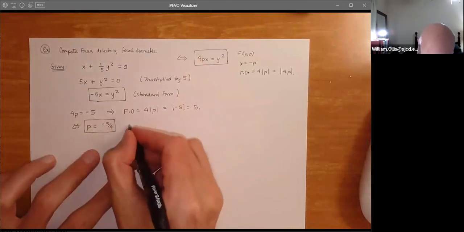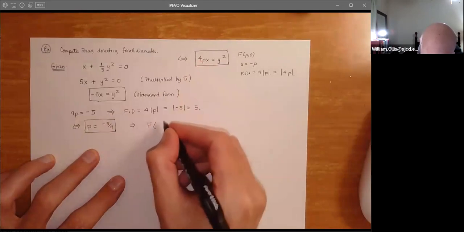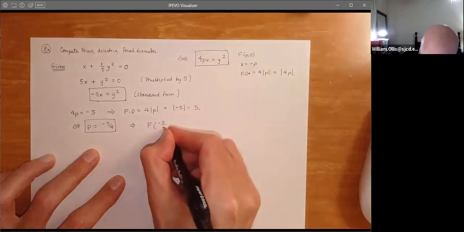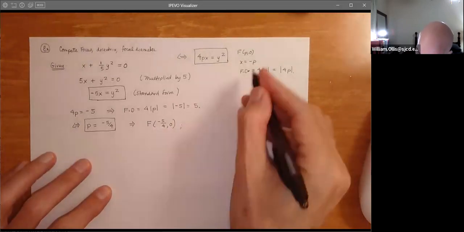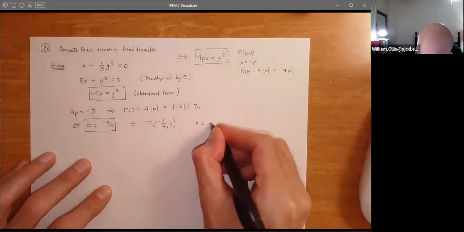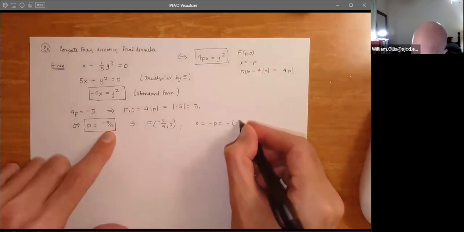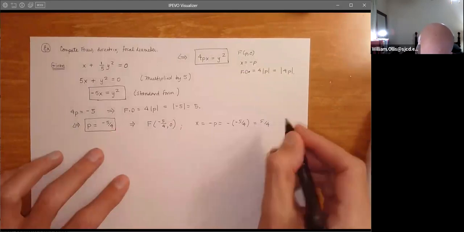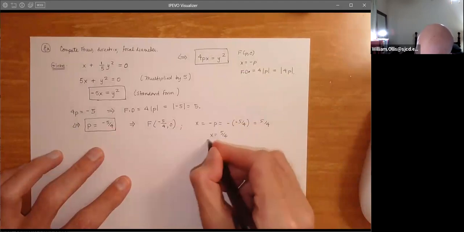And now this implies our focus will be what? (p, 0), which is (-5/4, 0). And now the directrix x equals the additive inverse of p. So let me just write it down. The additive inverse of -5/4 gives us a +5/4. So just writing it unencumbered, we have our directrix.